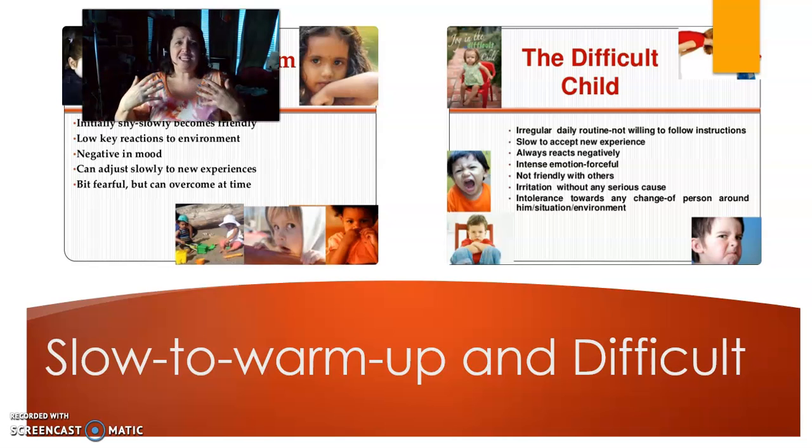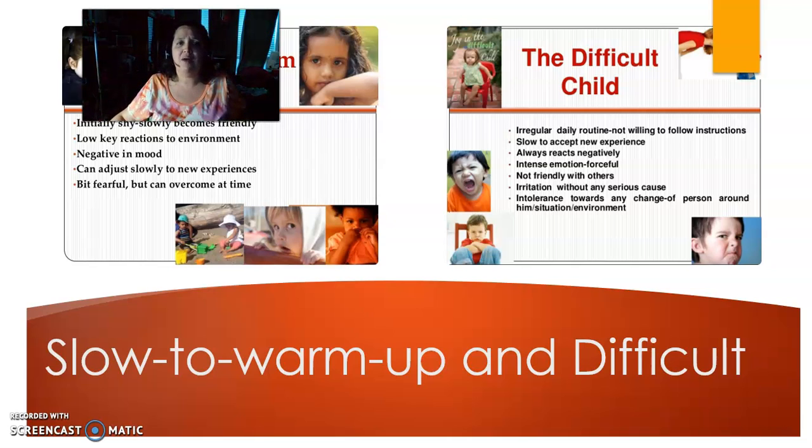They tend to have very intense emotional reactions. Sometimes the difficult child can have, for example, gastrointestinal distress, like maybe they have issues with stomach acid or something. And they can get irritated really, really easily. They're not going to want to be around others, and they're really intolerant of change.